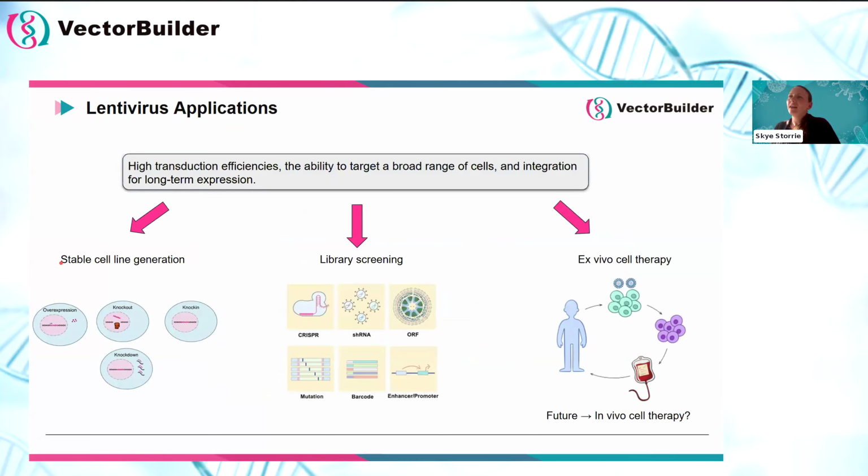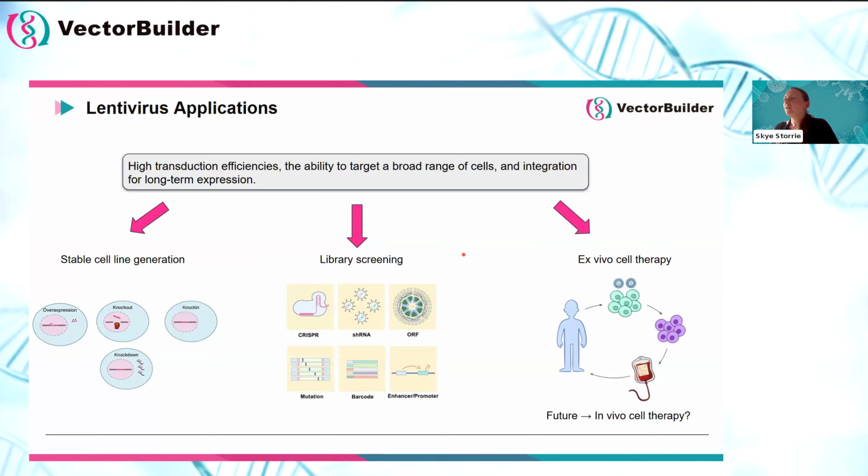And if we take a look at some of the most commonly used applications for lentivirus, stable cell line generation is one, and this is because lentivirus has really high transduction efficiencies. Also, because you can pseudotype lentivirus, it means you can target a broad range of different cells. Additionally, you have that long-term expression because of integration into the host genome. Also, when you want to transduce a large number of cells, again at high efficiency, for something like library screening, where you might want to identify specific genes involved in certain pathways, then again, lentivirus is also a very popular option.